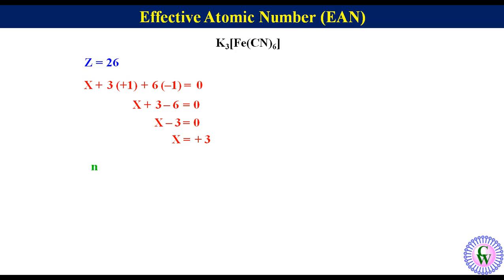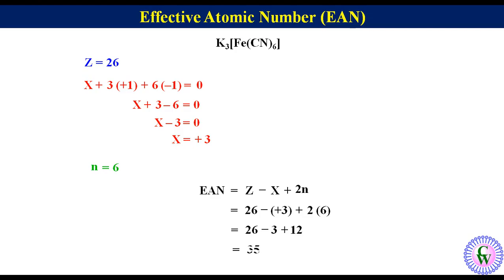Number of ligands n is equal to 6. We know that EAN is equal to Z minus X plus 2n. That will be equal to 26 minus plus 3 plus 2 into 6, is equal to 26 minus 3 plus 12, is equal to 35. Here we can see that the effective atomic number in this case is 1 unit less than the number of electrons in the inert gas element.